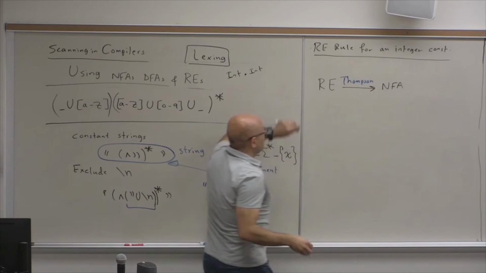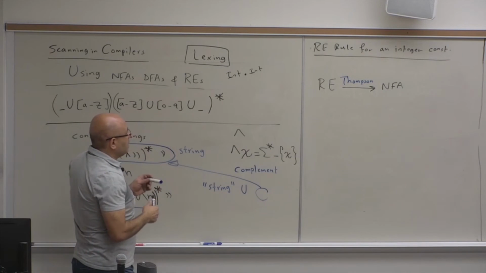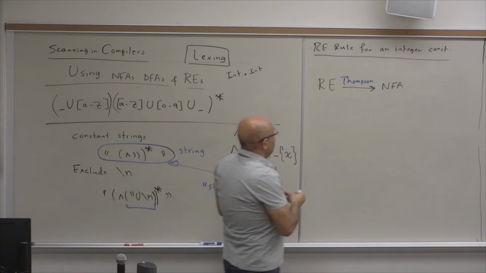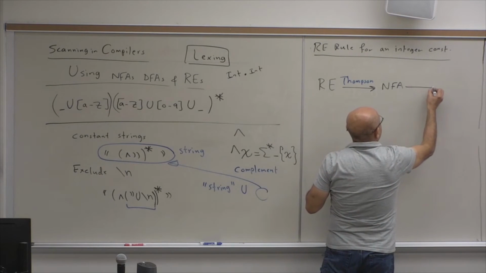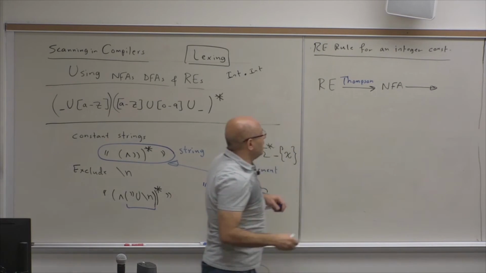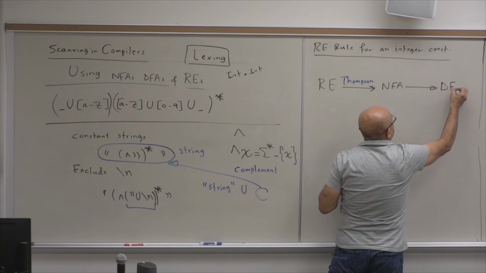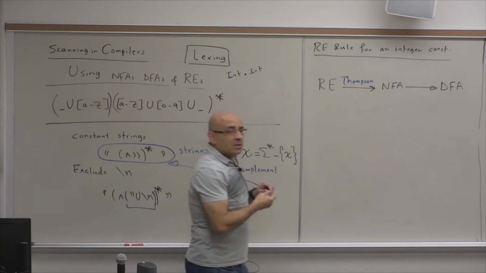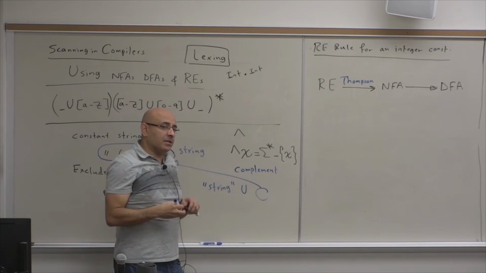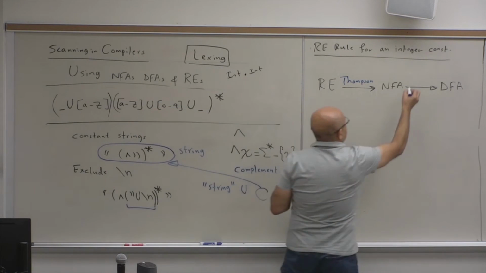The Thompson construction converts a regular expression into an NFA. Then we convert the NFA into a DFA. So which procedure does this conversion? Subset. Yeah, the subset.